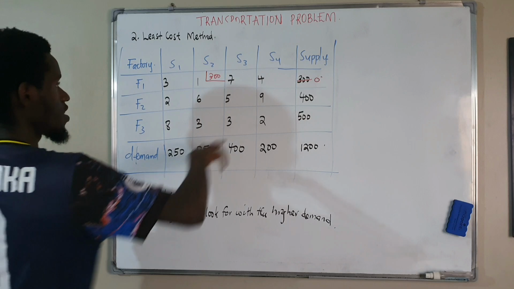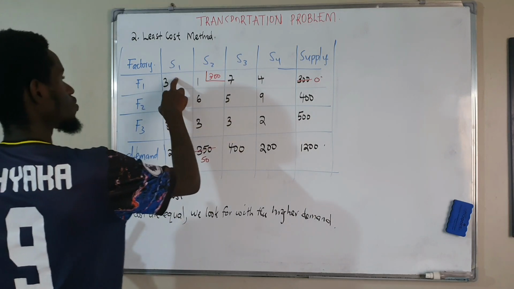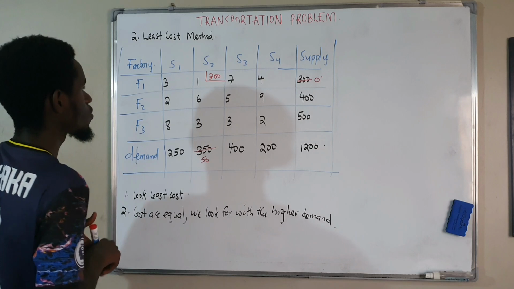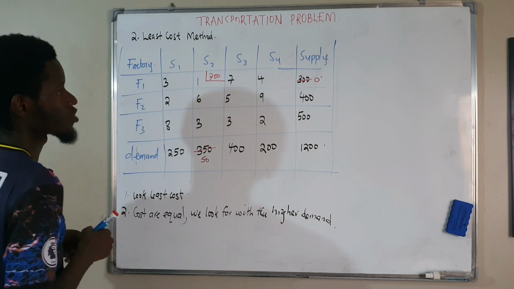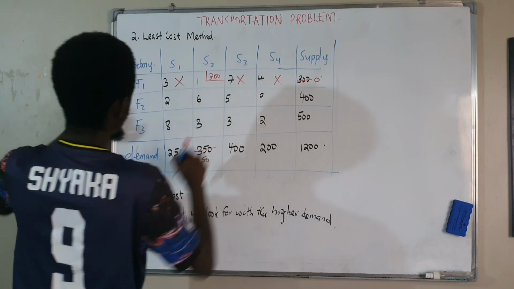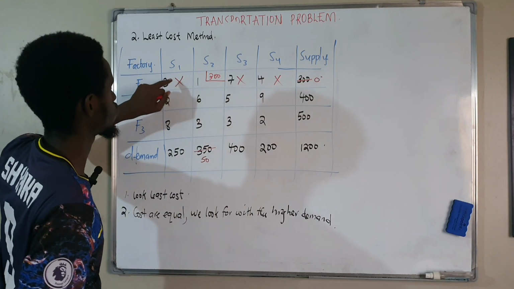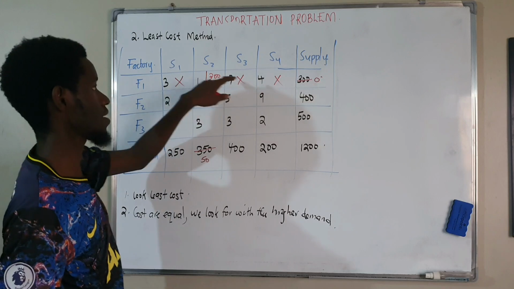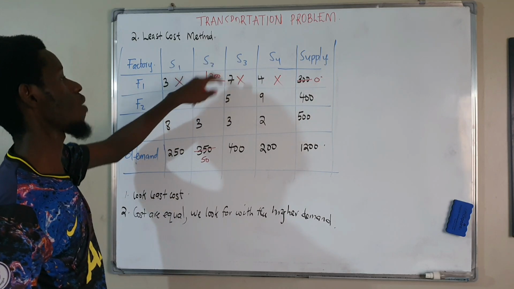Now, since I have a 0 here, that means that F1 will supply nothing to store 1, store 3, and store 4. That's why I cancel out these stores, because factory 1 has nothing to supply to these other stores, because it supplied everything to store 2.